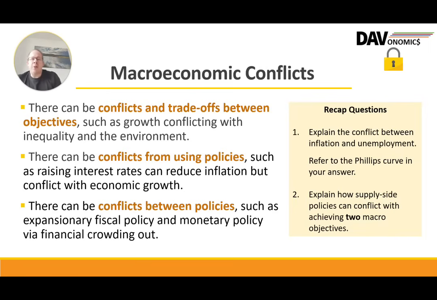And then there are conflicts from using the policy. As a policymaker, because the objectives conflict, you have to make choices about what you do. So you might decide to raise interest rates to reduce inflation from the Iran war, but this can conflict with economic growth. So you've got that conflict from using a policy between its objectives. And then potentially between the policies themselves. So crowding out, as we'll see in a couple of slides' time. Crowding out could mean that if you're doing lots of borrowing for fiscal policy, it could drive up interest rates, conflicting with monetary policy. If you're doing lots of supply side policies, higher interest rates may affect that as well. So higher interest rates could conflict with supply side.